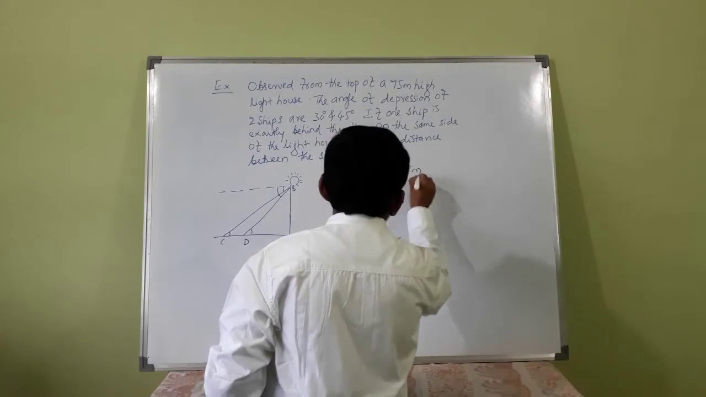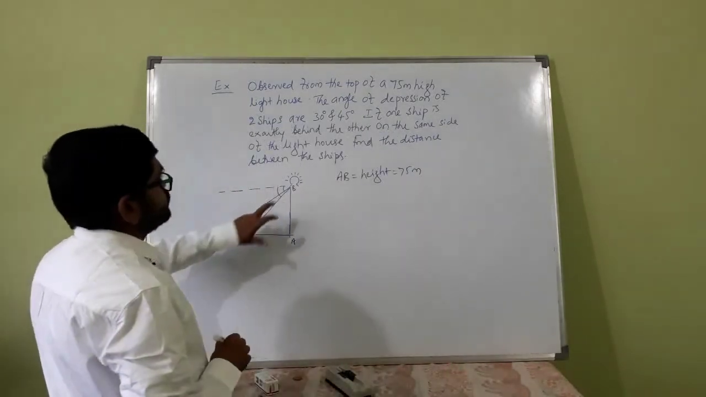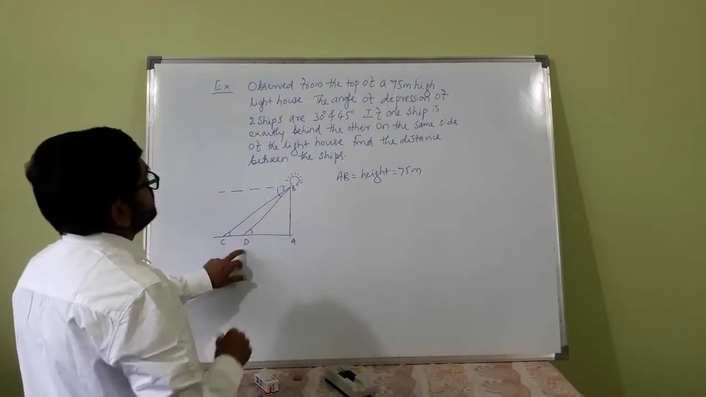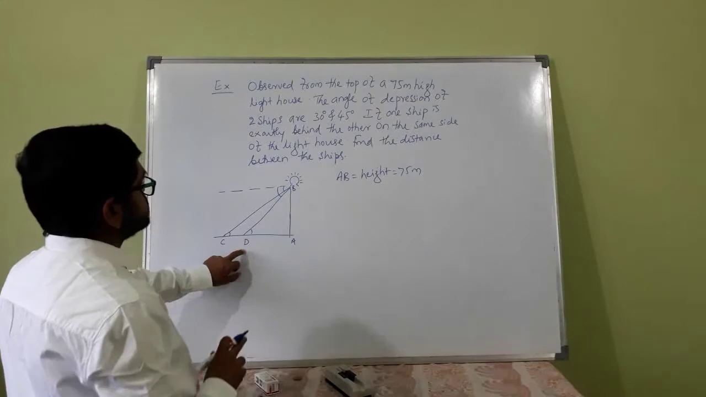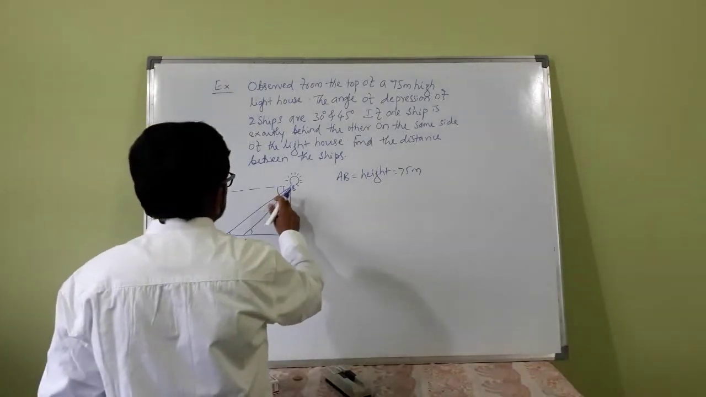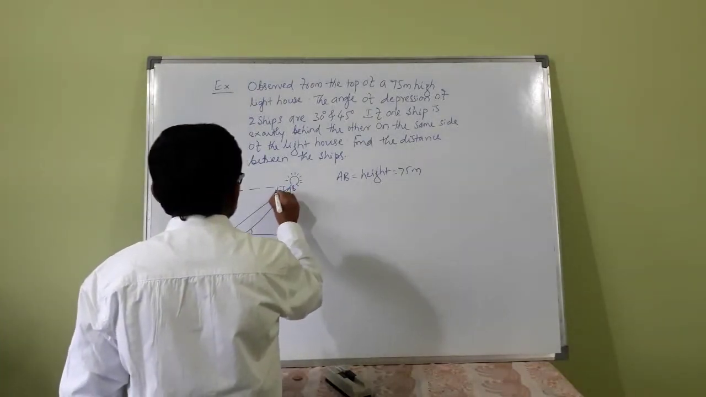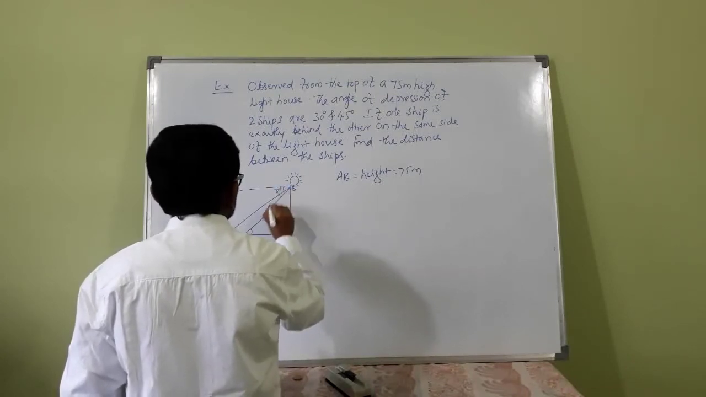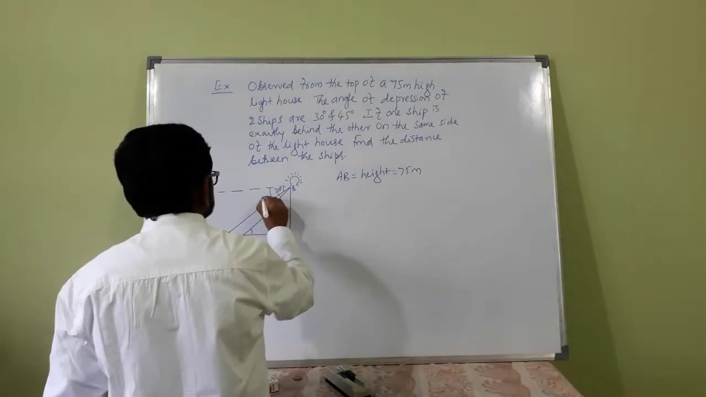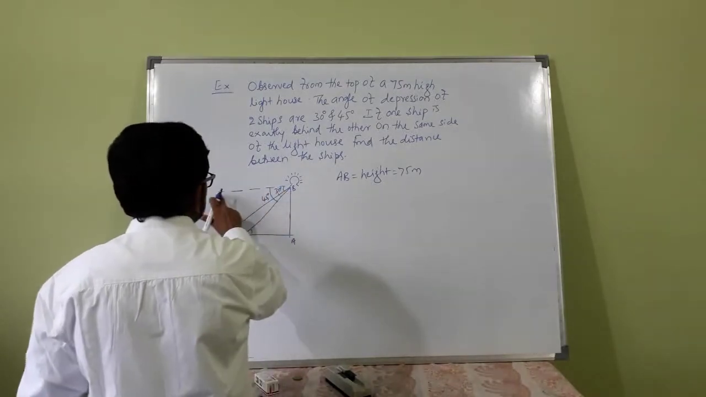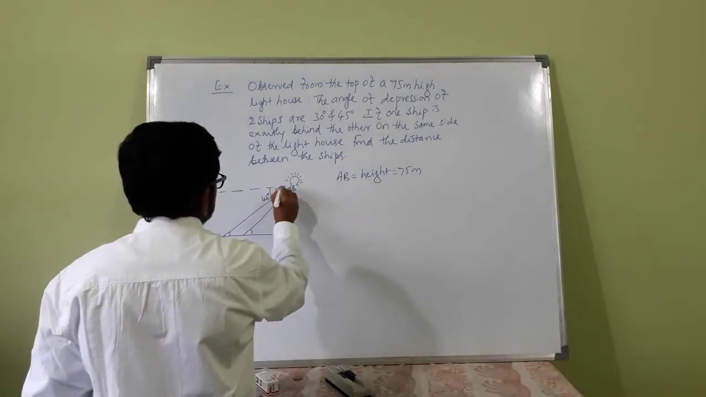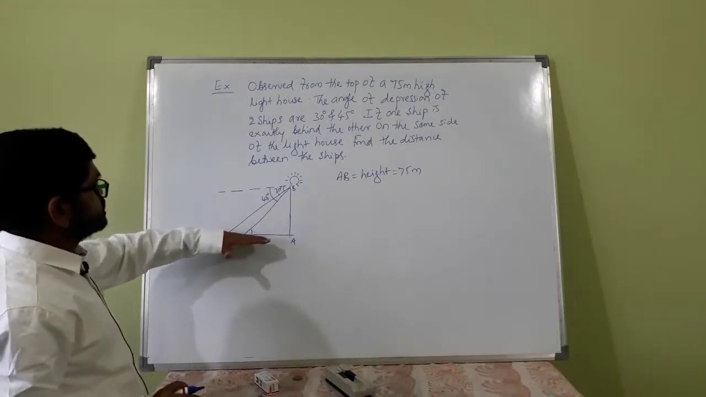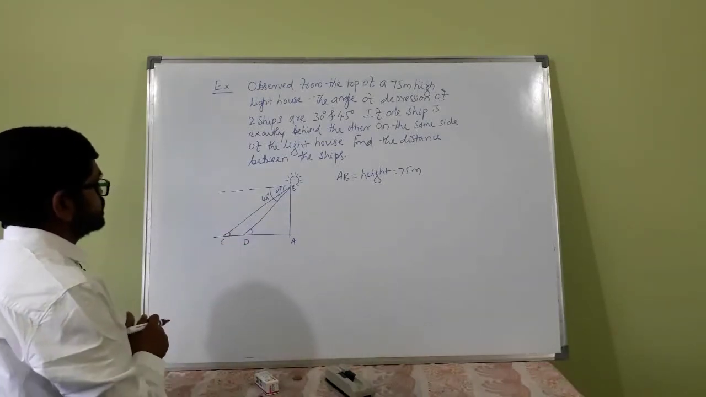A 75-meter height. From this, C and D are the ships. Suppose C and D are the ships. The angle from this is, say, 30 degrees from ship C. This is 45 degrees. This is the imaginary line parallel to this, C.